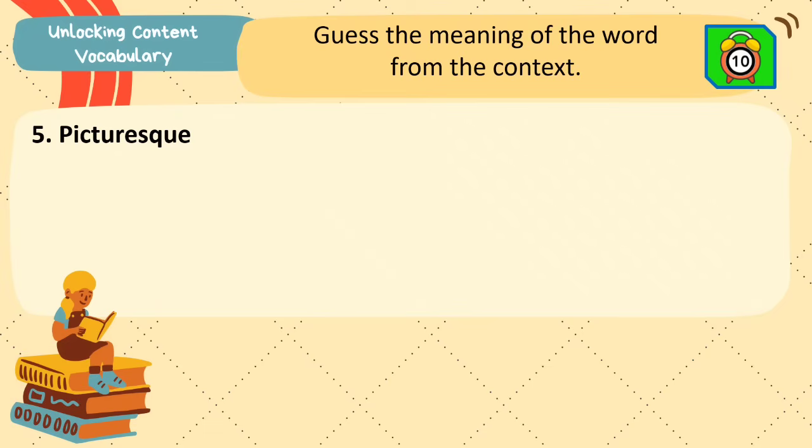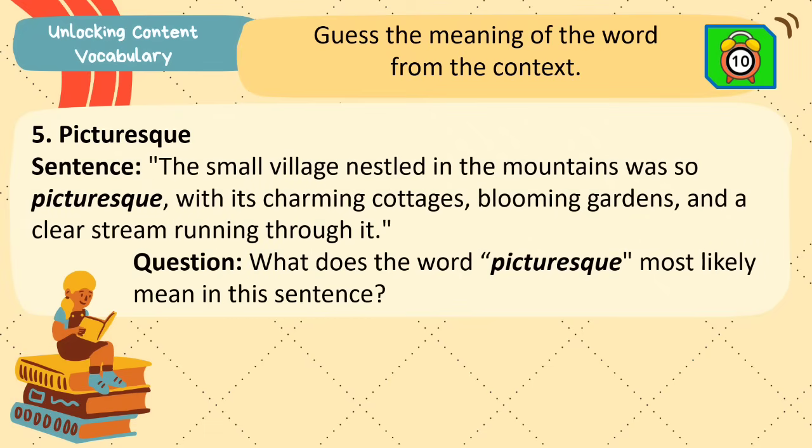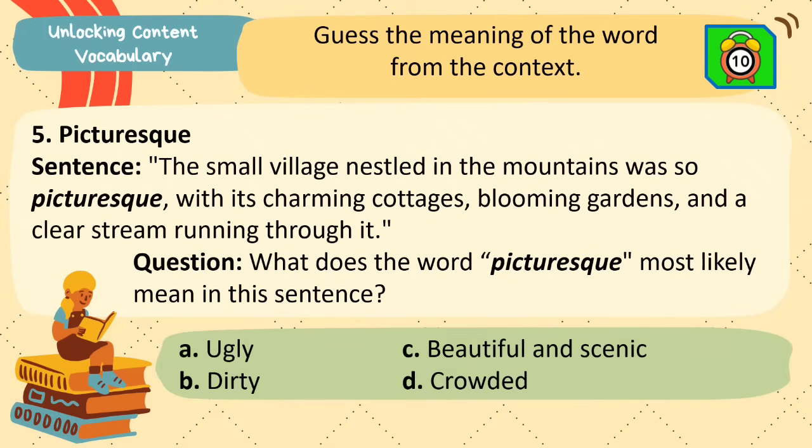Number 5, picturesque. The small village nestled in the mountains was so picturesque, with its charming cottages, blooming gardens, and a clear stream running through it. Question: what does the word picturesque most likely mean in this sentence? The correct answer is beautiful and scenic. Picturesque means beautiful and scenic.